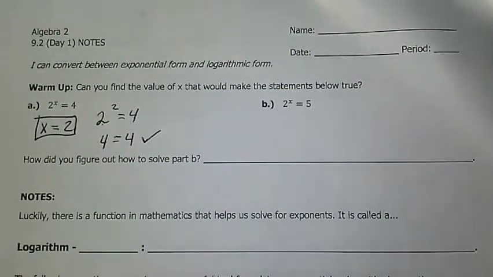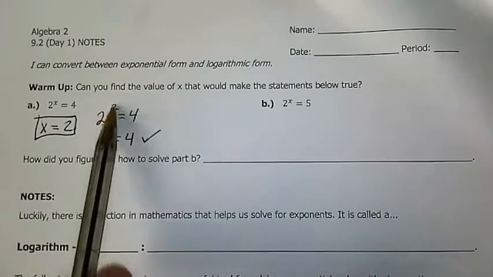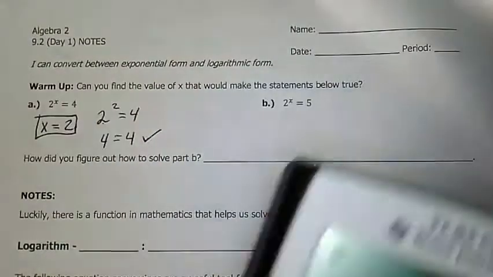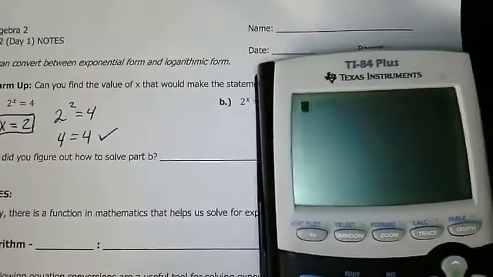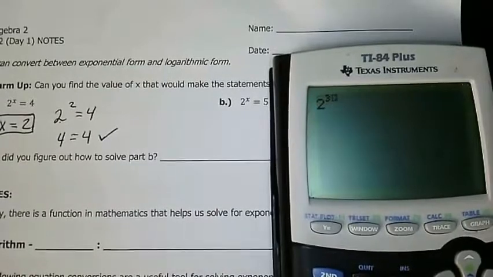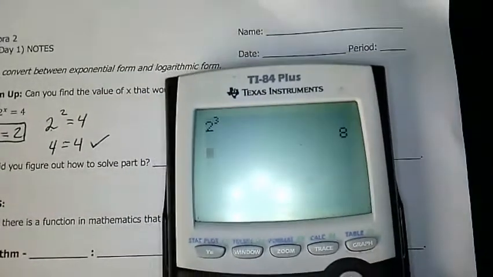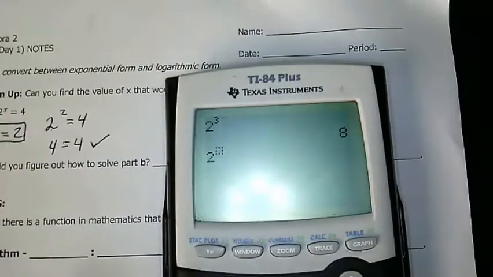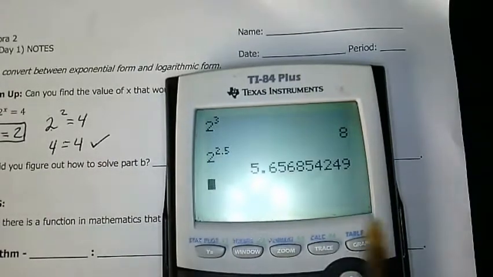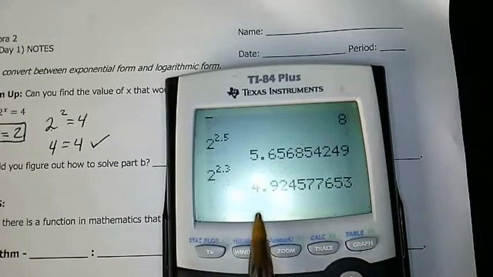For letter B, we have 2 to the x power is equal to 5. Now we know that 2 squared is equal to 4, so let's try 2 to the third power, we're going to get 8. So that's too big. So we know it needs to be somewhere in between 2 and 3. So let's try 2.5. Still too big, so let's go a little smaller. 2 to the, let's try 2.3. Okay, we're getting closer. Let's try to add in another decimal.